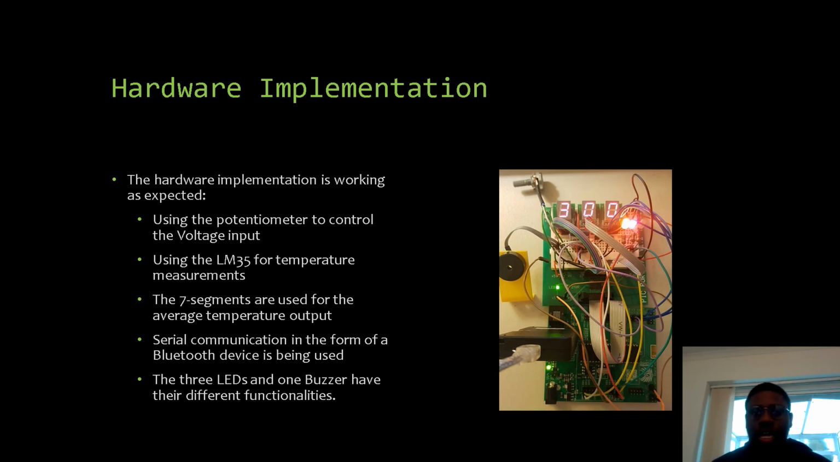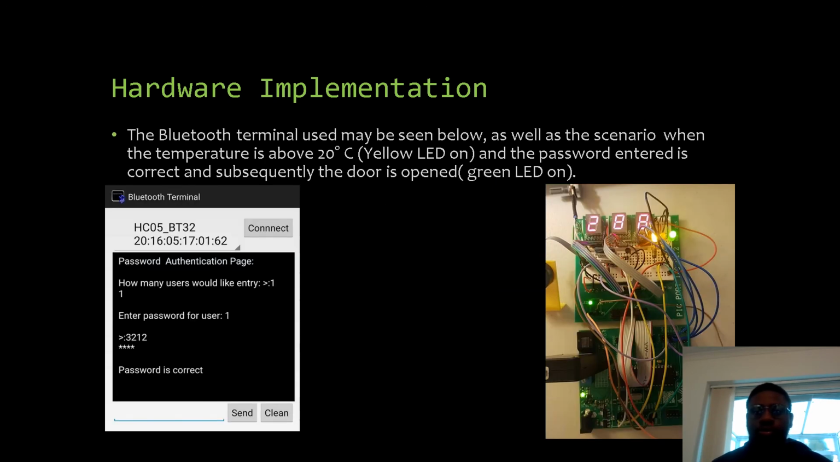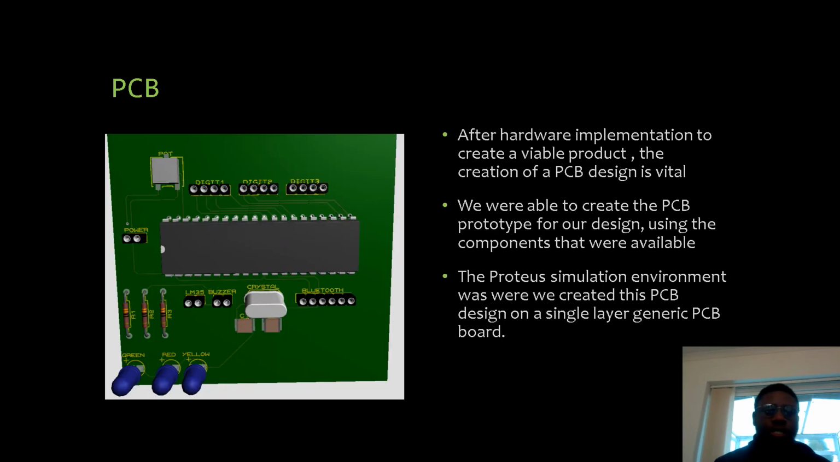Bluetooth terminal for measuring. These are our 3 LEDs: yellow, orange, and green. This is the Bluetooth terminal that we used, which was showing here the temperature was above 20 degrees Celsius, so it was turning on a yellow LED as specified in the project specification and requirements.